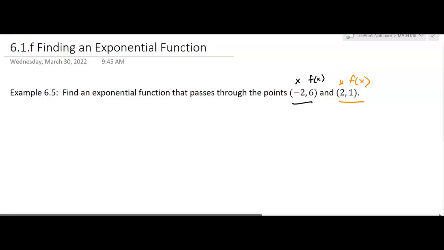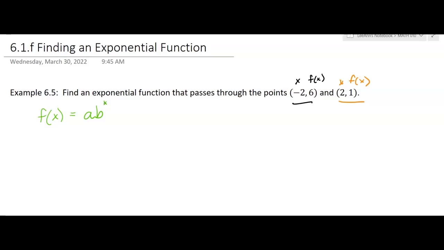Just keep that in mind. That's what we're going to be doing. Now what we need is the model for an exponential function. The model says f of x equals ab to the x. That's the model that we're using. We don't know what a is and we don't know what b is. What we know is x and y, or x and f of x. We know 2 input and output combinations.